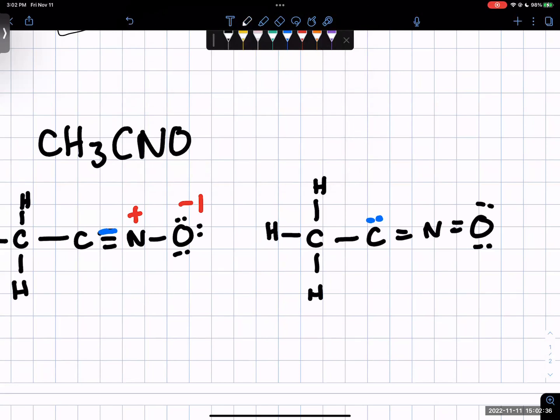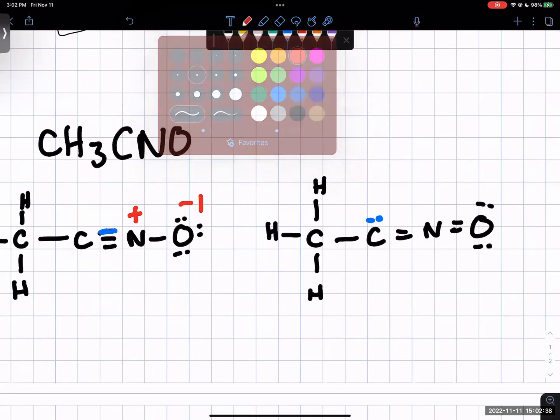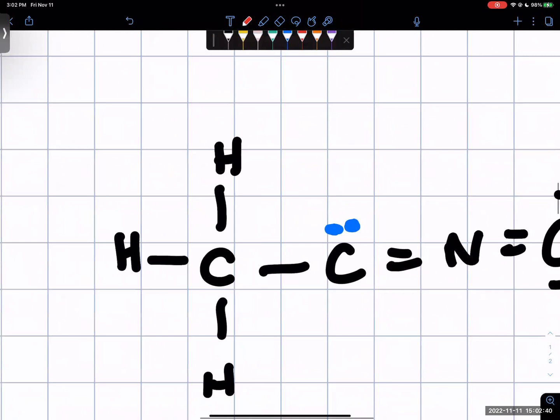So let's count up our stuff here. Carbon likes to have how many, Kristen? 4. It's got 4, right? And in this case, it has 1, 2, 3, 4, 5. So 4 minus 5 would give us -1.